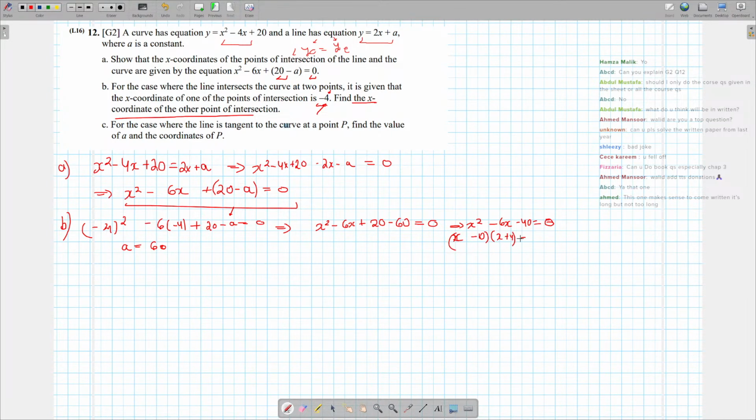So your two solutions will be, you have to say equals 0, so thus x equals 10, x equals minus 4. Okay, so you say x equals 10.